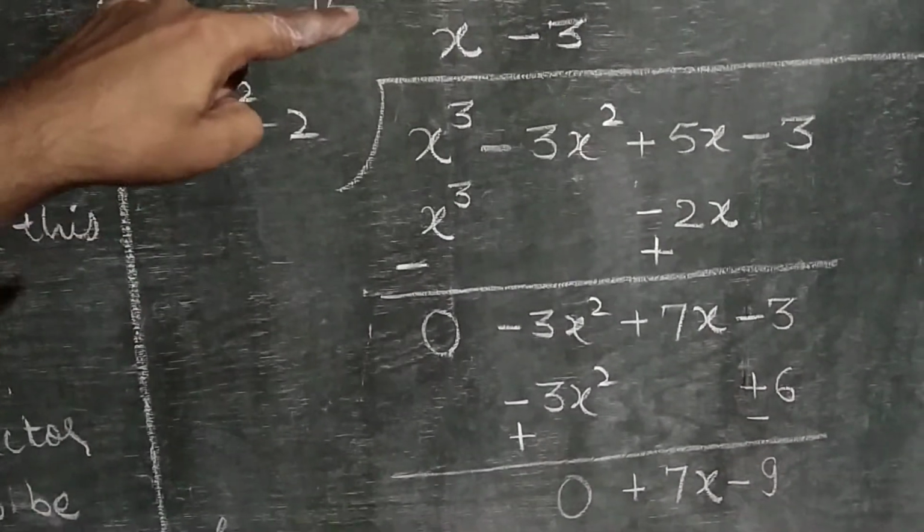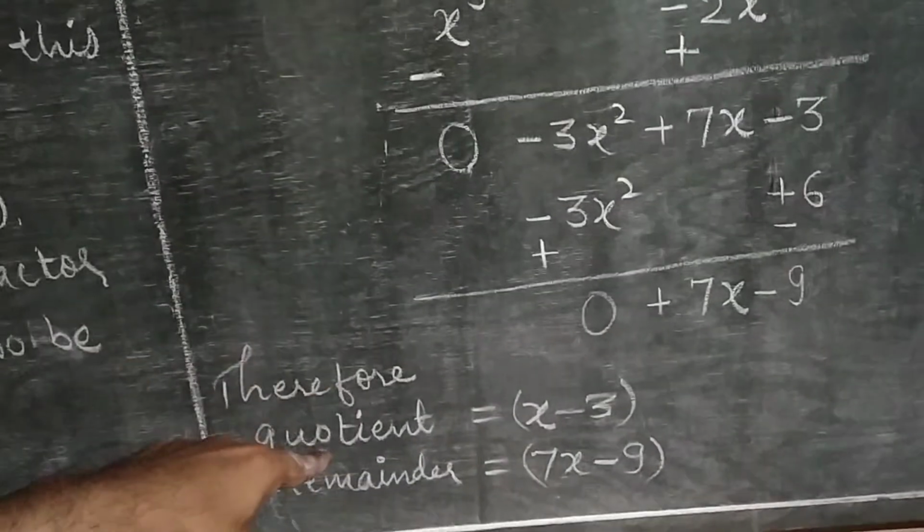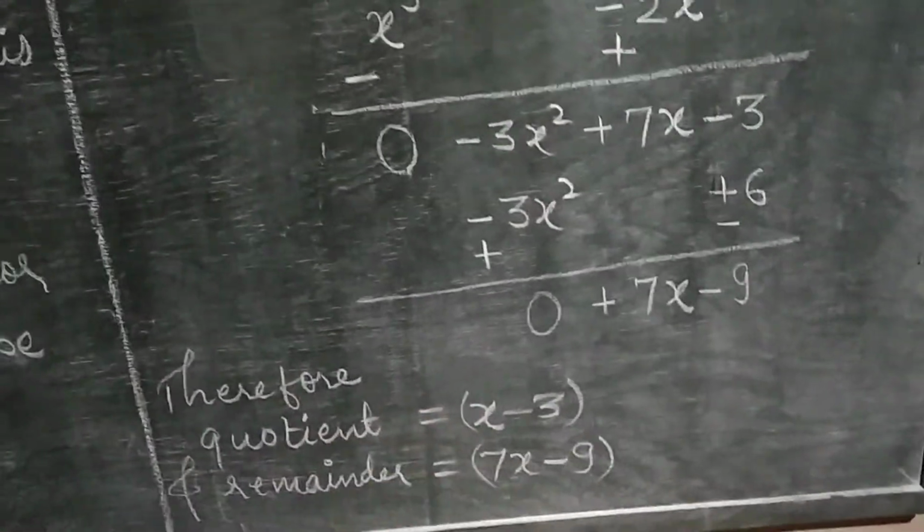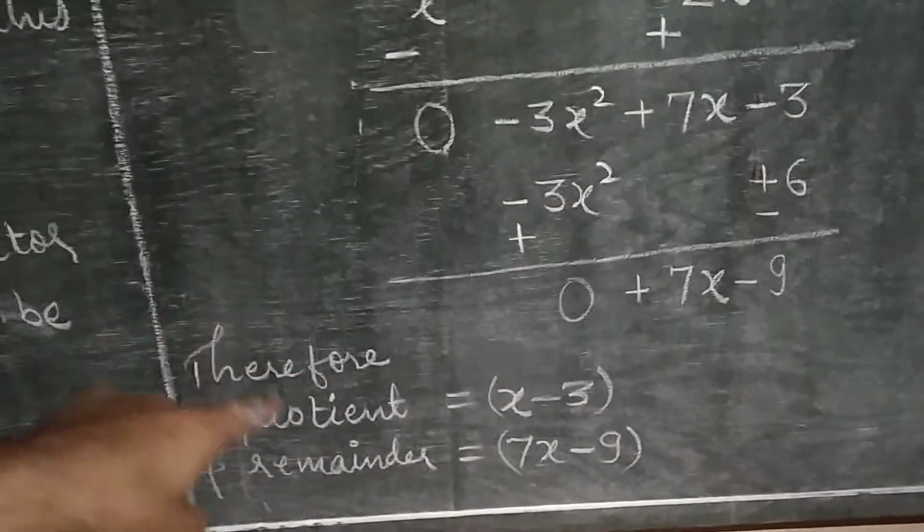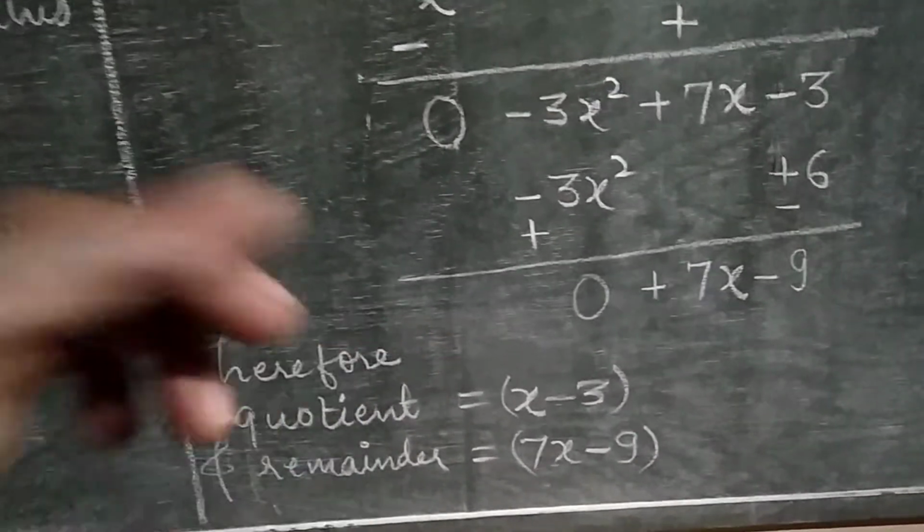So what is the quotient here? It is x minus 3. So I have written here quotient equal to x minus 3, and remainder it is 7x minus 9. So it is your answer.